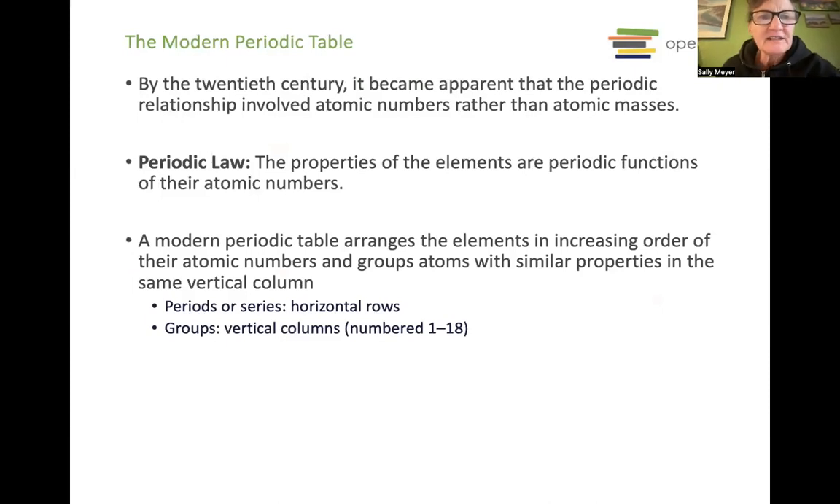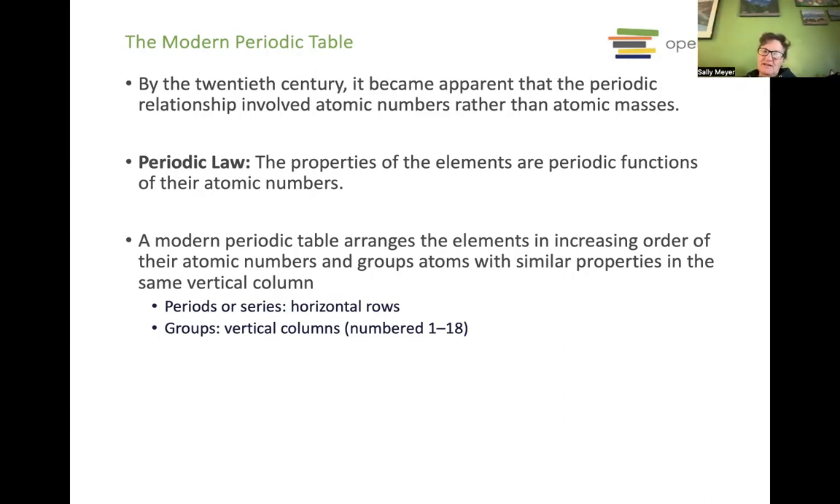In the modern periodic table, it becomes apparent that the periodic relationships involve atomic numbers rather than atomic masses, because the atomic mass can be bigger if it is a heavier isotope. It's really the charge on the nucleus that creates these periodic trends, not the mass. So the periodic law is that the properties of the elements are periodic functions of their atomic numbers, not their atomic masses. A modern periodic table arranges the elements in increasing order of their atomic numbers, with group numbers with similar properties in the same vertical column.